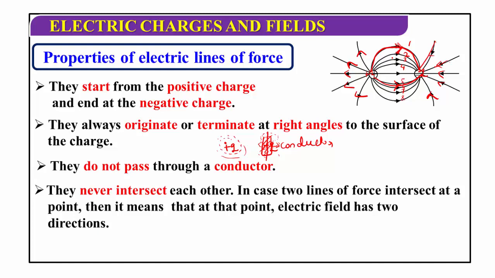There is no possibility of two electric field lines intersecting. Since there is only one direction, they move in one direction. They never intersect each other, because if the two field lines intersect, then the unit positive charge at the point of intersection must move in two directions. It is not possible.